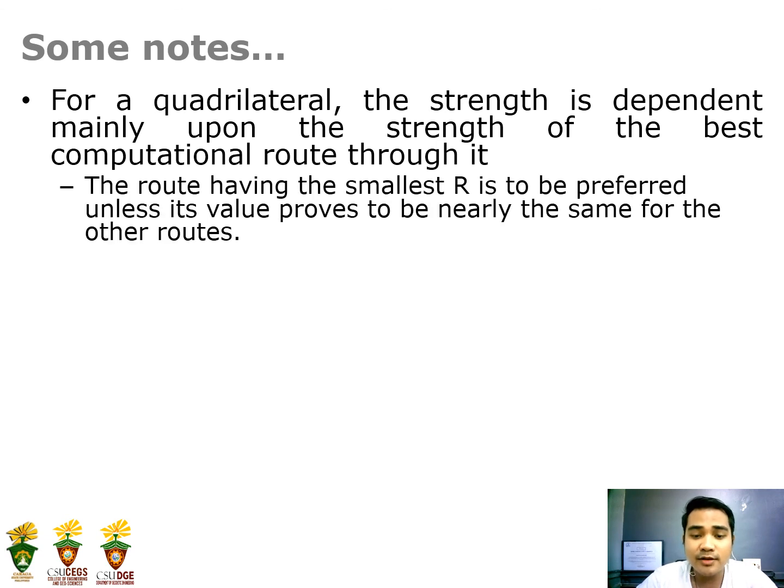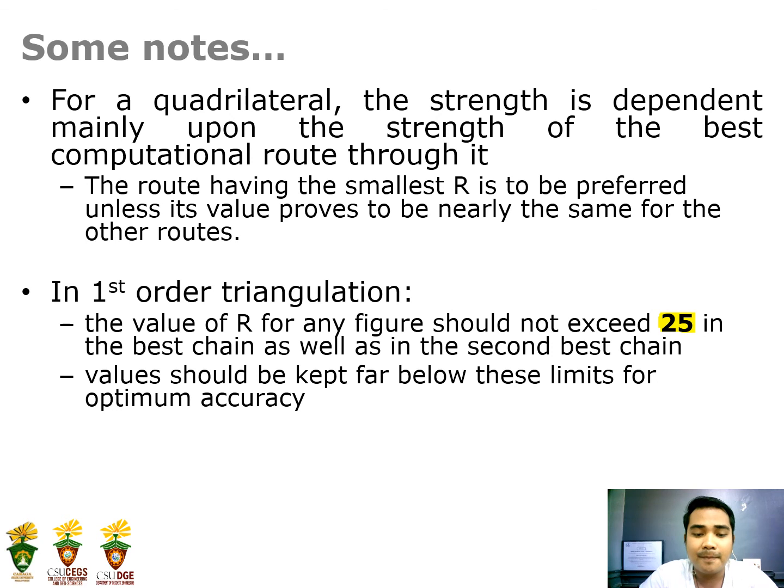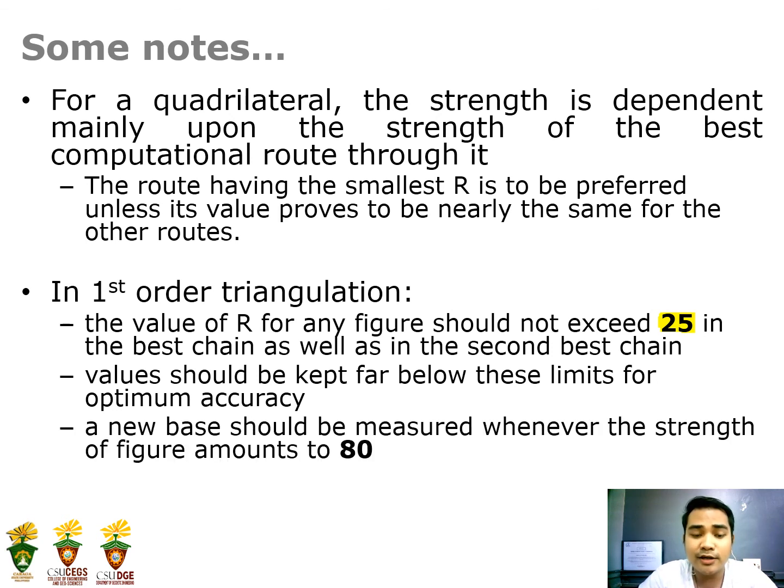The route having the smallest R is to be preferred unless its value proves to be nearly the same for the other routes. In first order triangulation surveys, the value of R for any figure should not exceed 25. If the strength of figure of your routes exceeds 25, then it is not acceptable for first order triangulation, for the best chain as well as the second best chain. And values should be kept far below these limits for optimum accuracy.